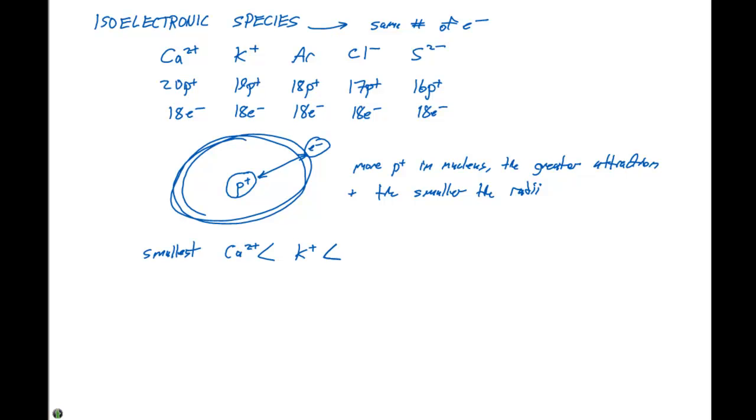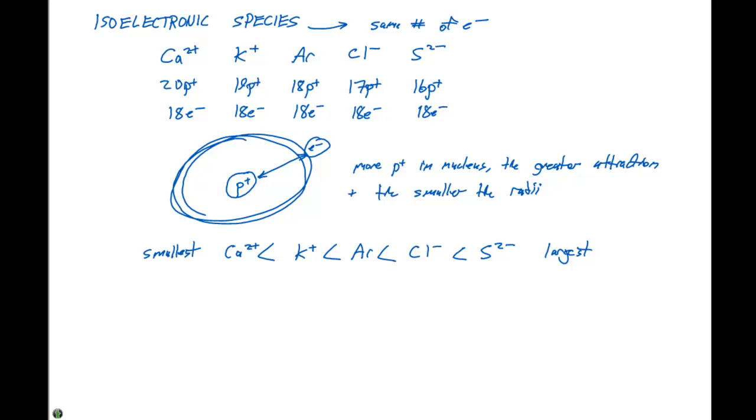And the order in which these are arranged, the increasing radius, is in order of decreasing number of protons. So we're going to have calcium 2+ followed by potassium +, followed by argon, followed by chloride, followed by sulfide. So sulfide is going to be the largest in this particular series.